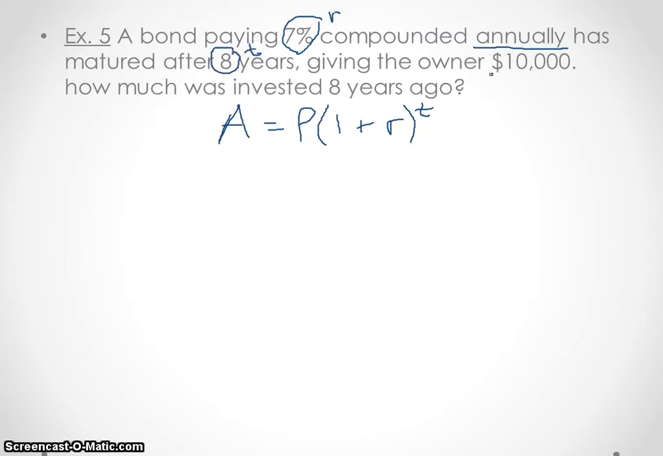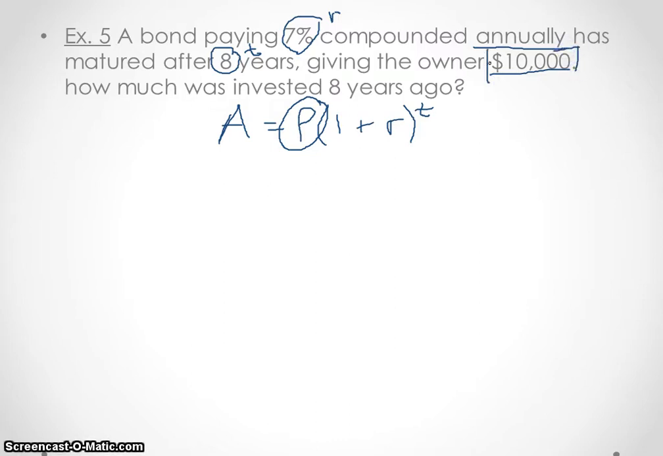Giving the owner $10,000. How much was invested 8 years ago? Now you have to be careful with this, because typically when you see the dollars, you're like, oh, that's my principal. That's what I invested. Well, if you read this carefully, it says that it's giving the owner $10,000, meaning that's what's happened after it's matured after 8 years. They want to know how much was invested 8 years ago. That we don't know. I don't know why you wouldn't know how much you invested, but this guy, I guess, never wrote it down. But he now knows that he has $10,000 in his account.